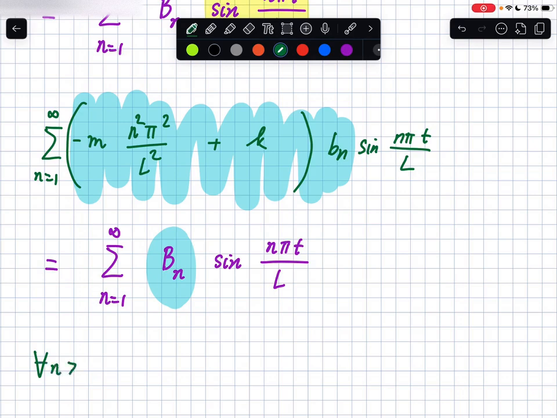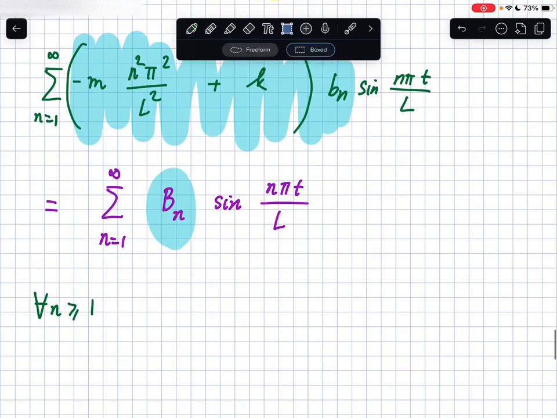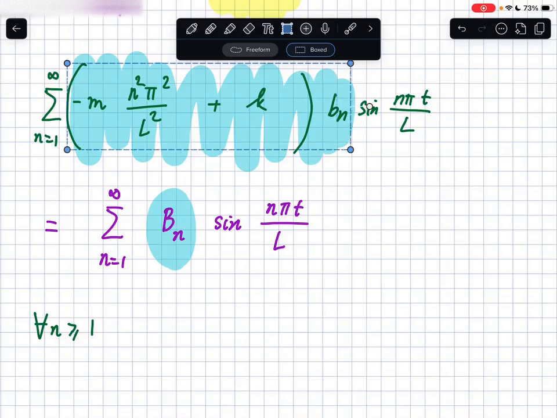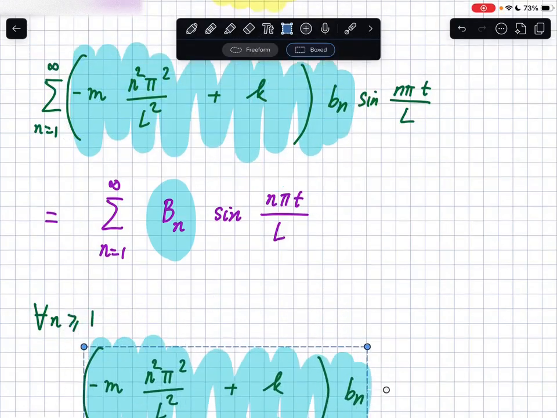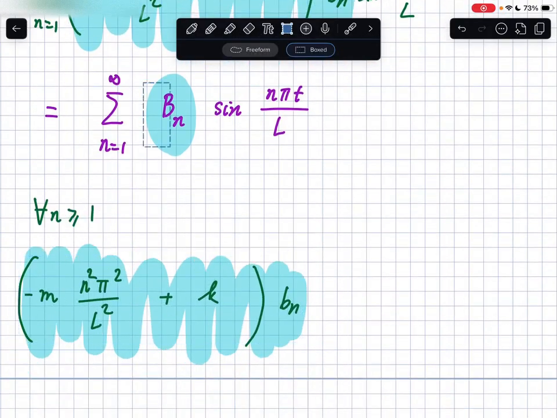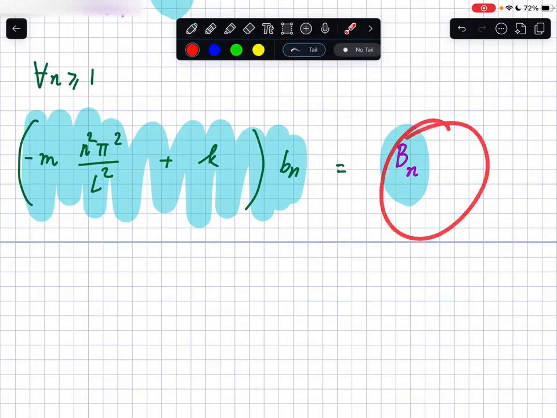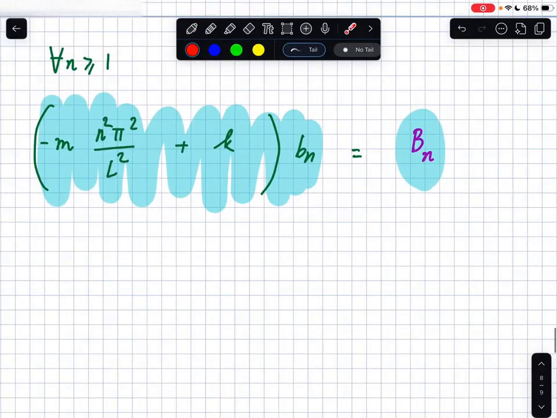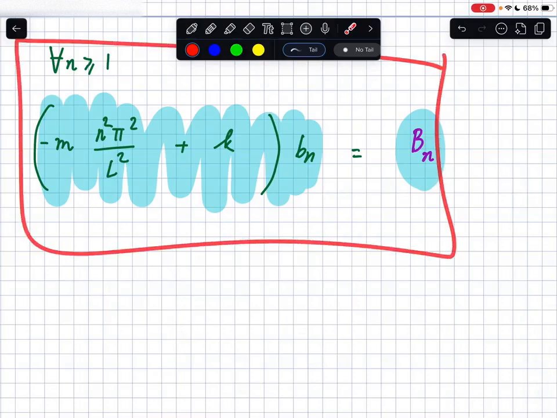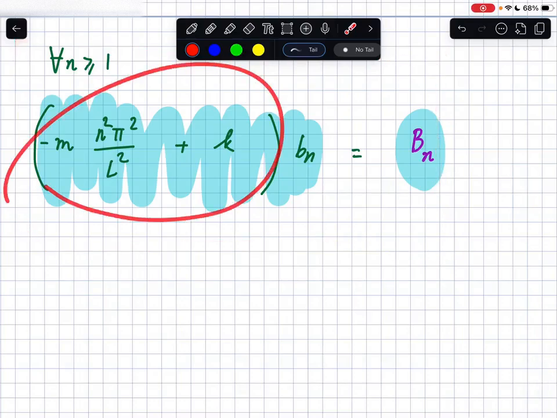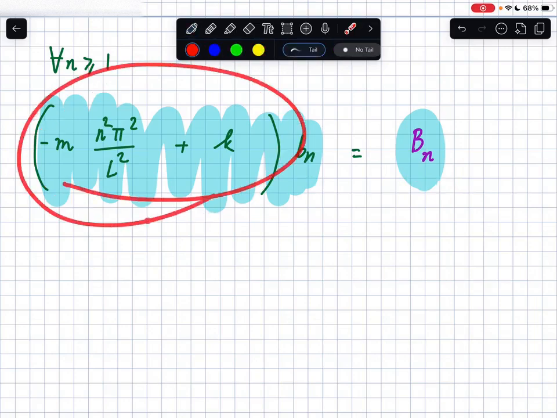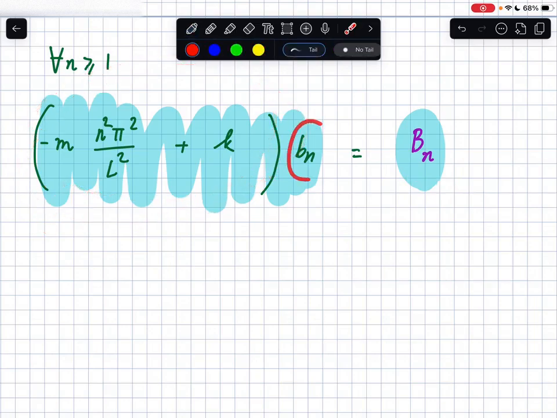For all n greater than or equal to 1, the coefficient here on the left equal to the coefficient on the right. Remember that big Bn is computed using the forcing terms. So we have for all n greater than or equal to 1, something times bn equal to big Bn. So under the condition this something is non-zero, we can find small bn.